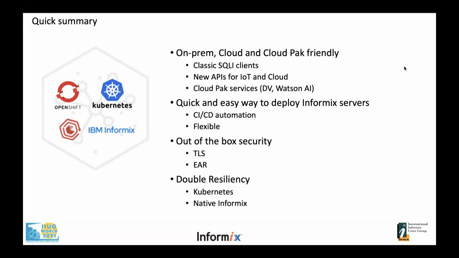The Informix operator gives you a quick and easy way to deploy Informix servers, which is ideal for something like automating jobs in your CI/CD pipelines. It is flexible. It gives you the option to add or remove Informix components based on your individual needs, and it brings out-of-the-box security. All the communication is encrypted by default, with encryption at rest also switched on. It also gives you double resiliency. You have both the resiliency that you usually get with any Kubernetes application and the one provided by Informix HA. So all in all, we believe that is quite a good offer.